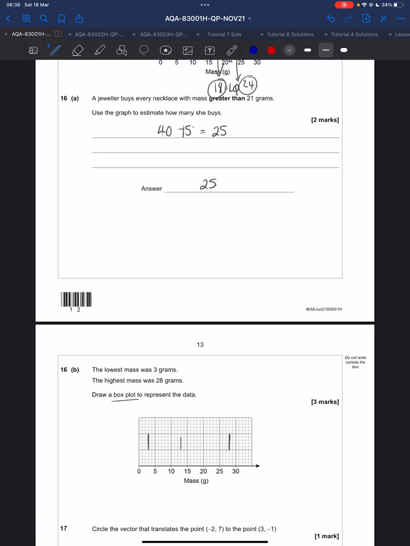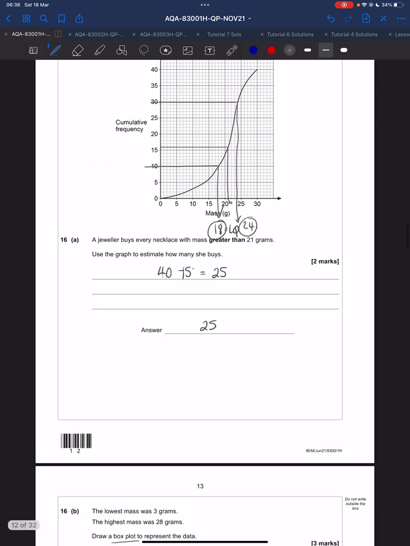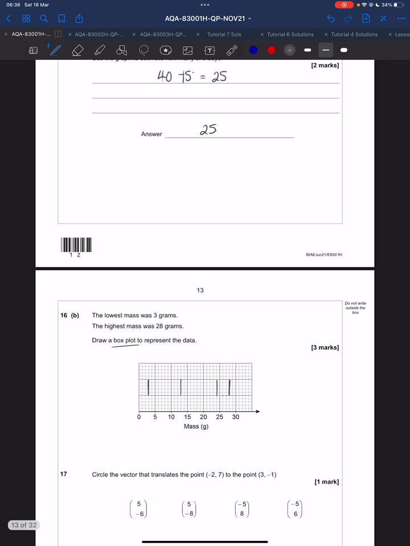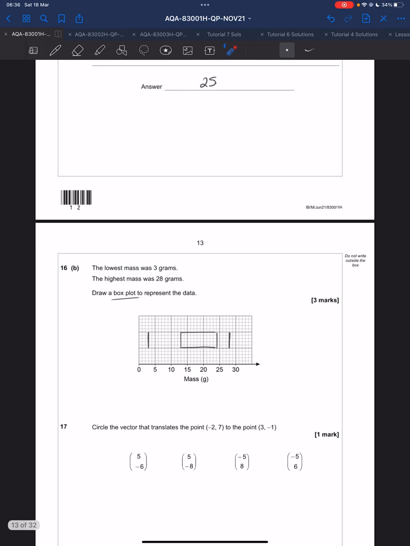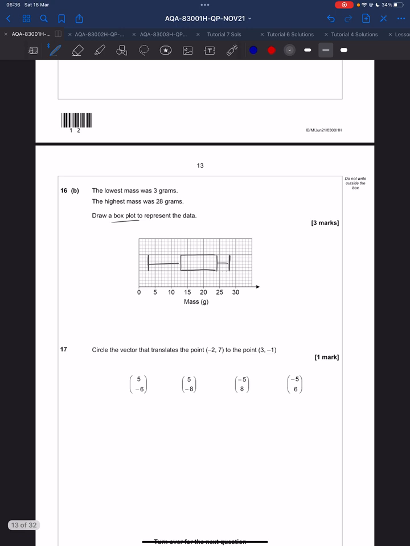18, 24. I don't know if I said that right. The bottom is the masses, and this is the numbers at the side. So it's between 18 and 24 grams. So we draw a box around them, because the middle 50% lie between 18 and 24. But then the extreme values are here, like 3 and 28. So we just include those, the very lowest that way and the very highest that way. Okay.